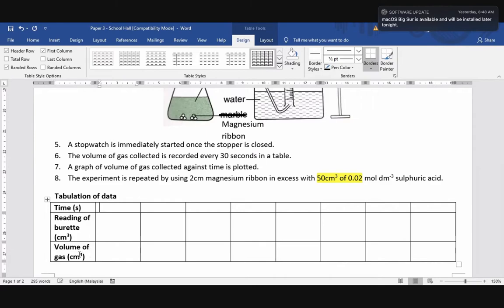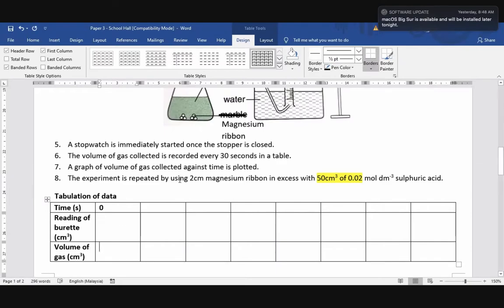Right? And next, say this one is 0. Right? The burette is 50 ml. No gas is collected, so 0. Sorry, you don't have to put any value. Okay.